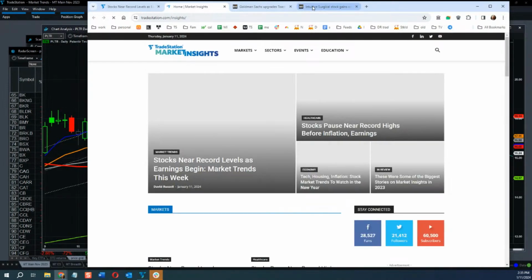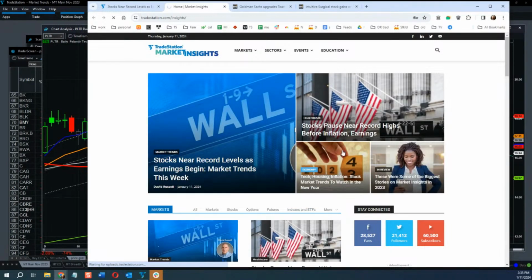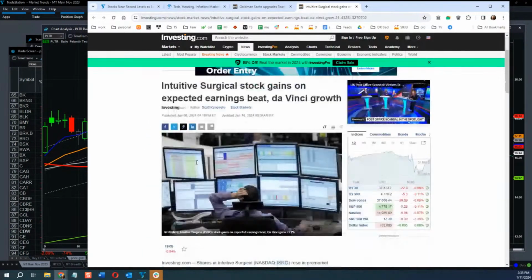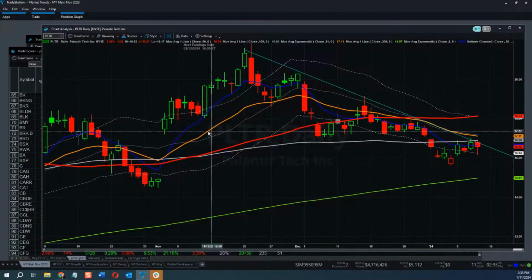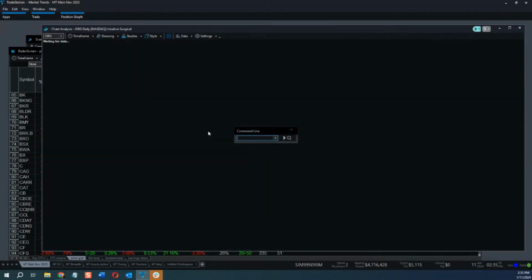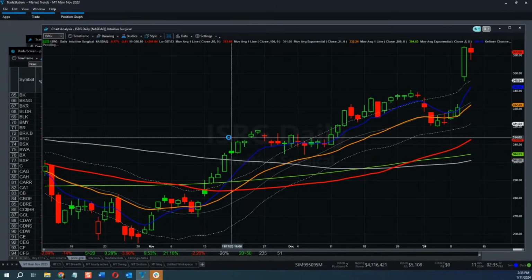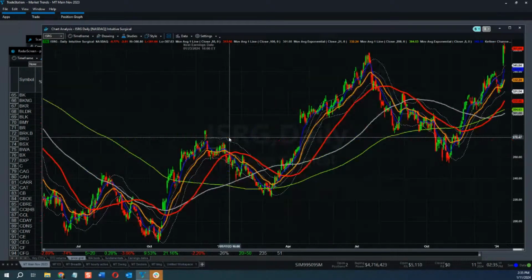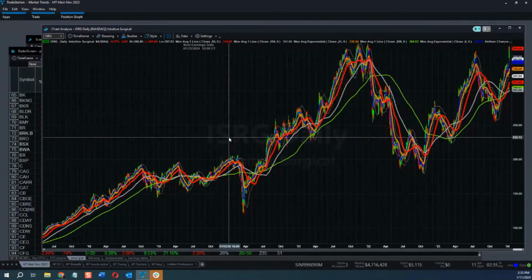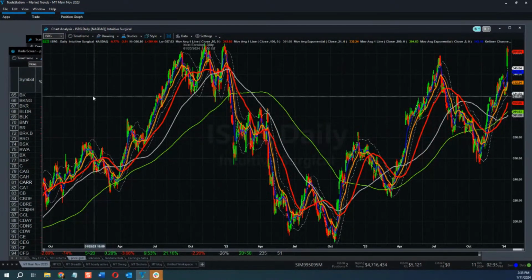Well, one of them wasn't actually Intuitive Surgical, but I think it's kind of interesting. This article here is from 2024, but this was interesting. This company is historically like ISRG, a major growth name. This company has really been a performer for growth-oriented investors. It can be a very powerful momentum stock.